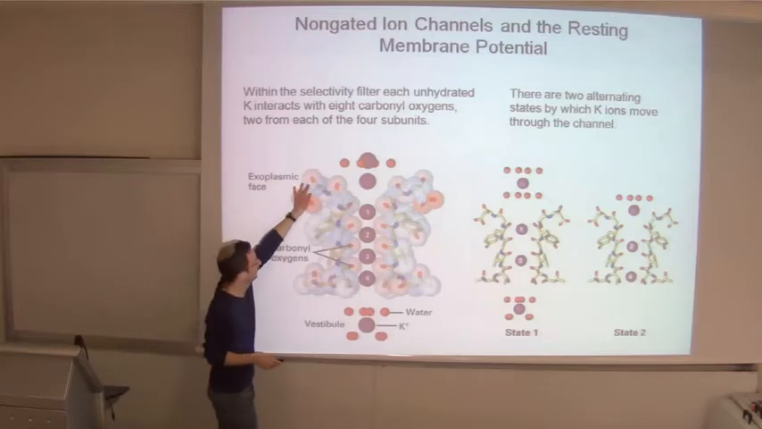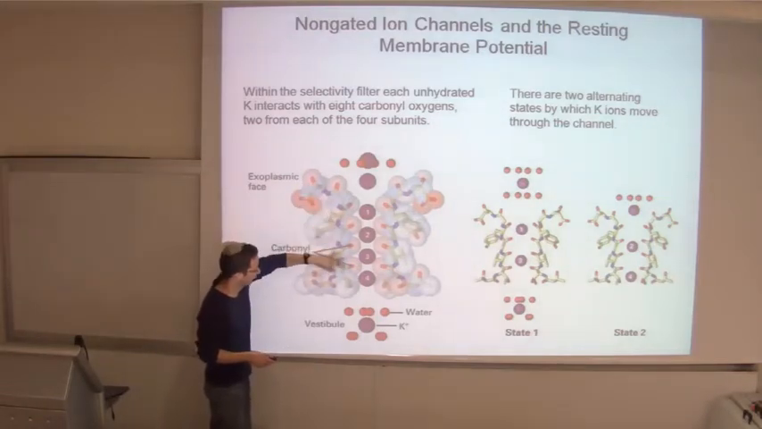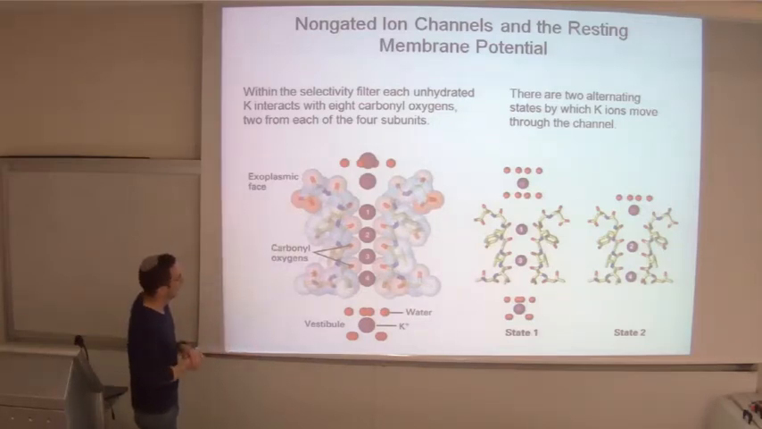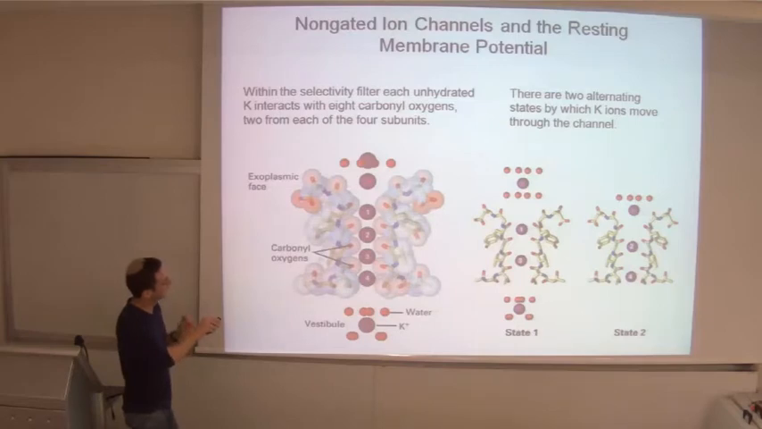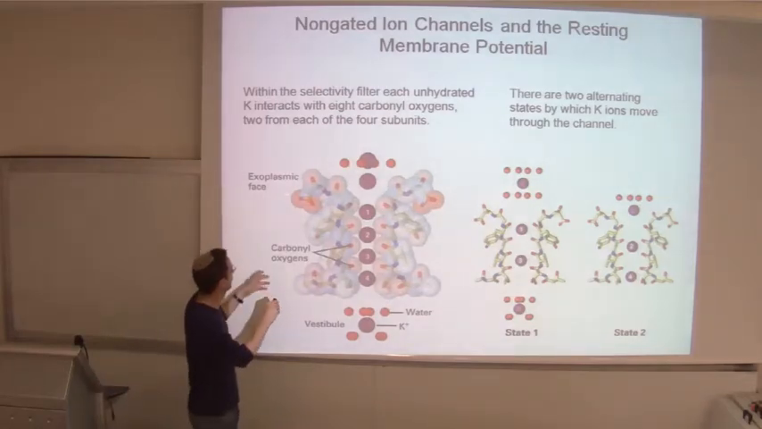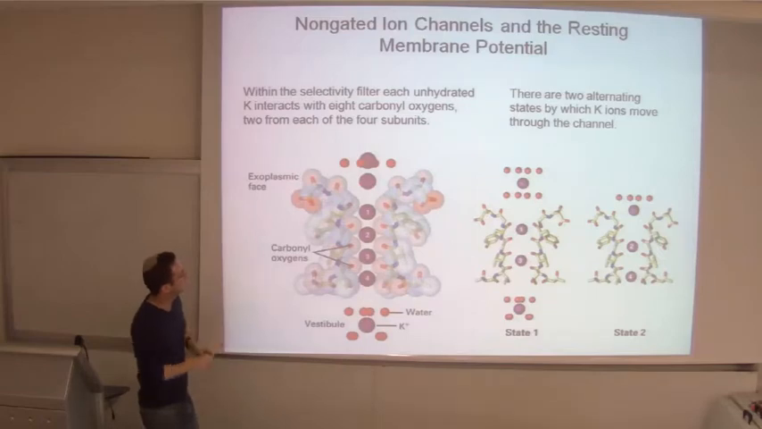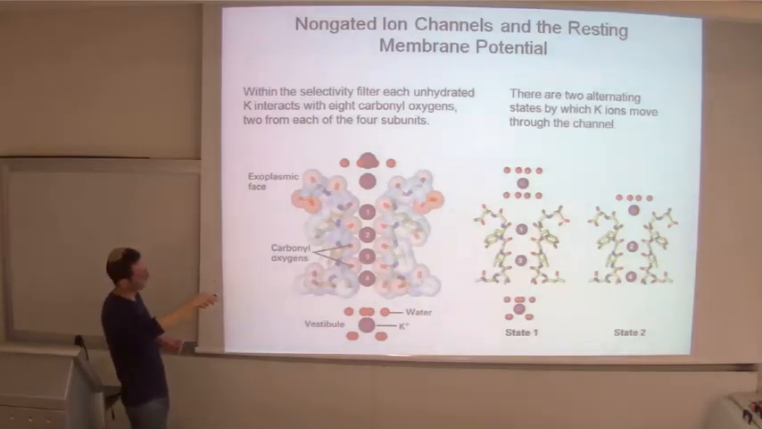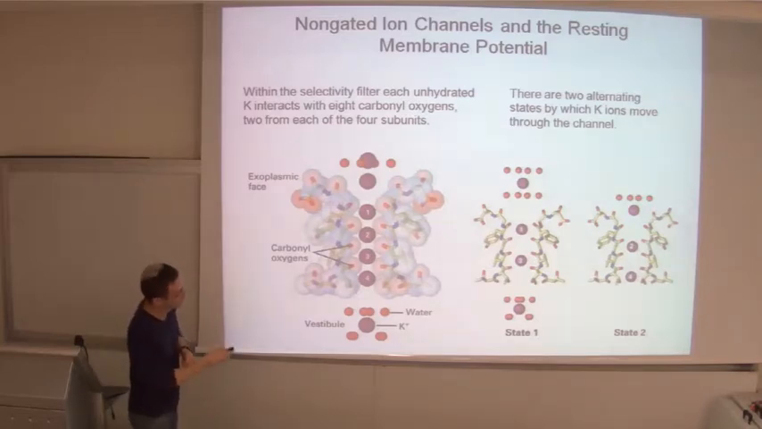Okay, so now again we're looking only at what was red, the P segment, the selectivity filter in the P segment of the potassium channel. This ion right here is exactly in the transformation state in which it still interacts with 4 water molecules from the cytosolic side, but from the exoplasmic side is engaged already with the 4 oxygens that are part of the protein.